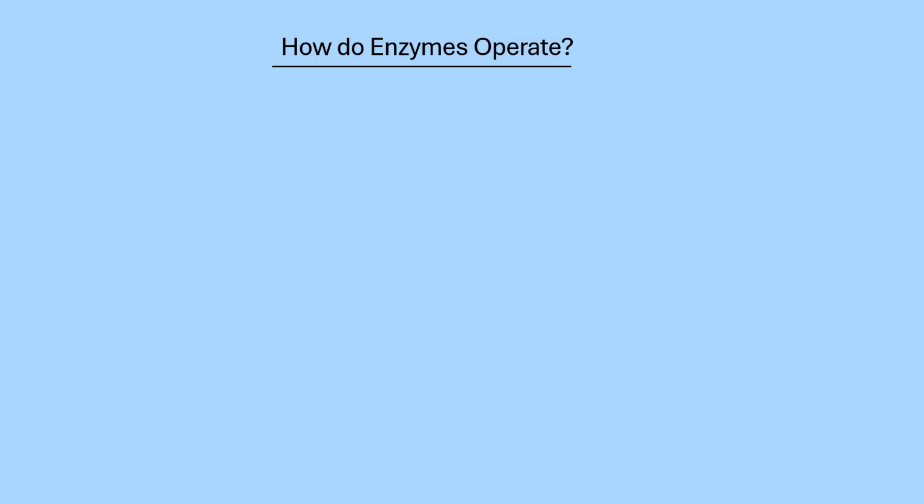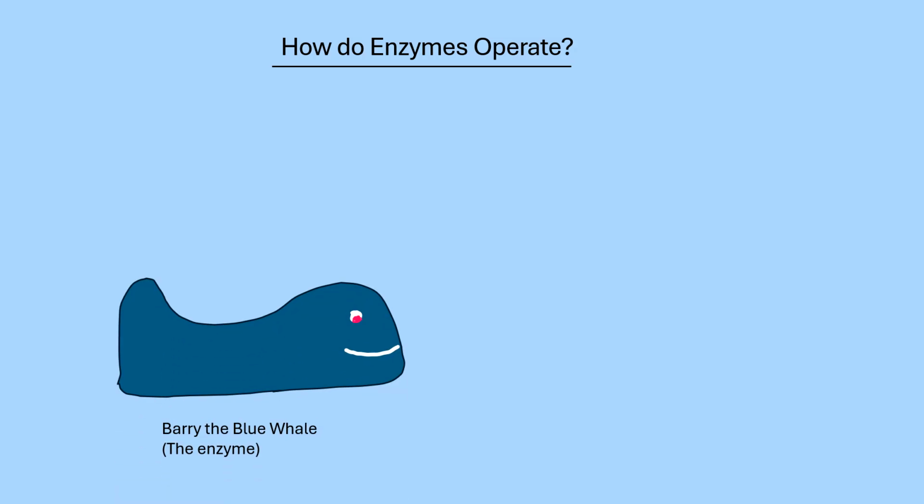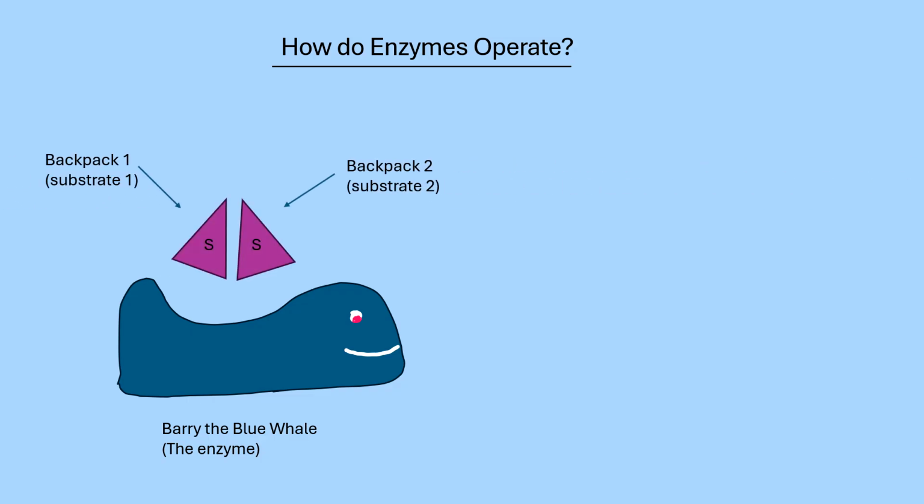How do enzymes operate? So let's take Barry again. Barry's going to come back in our example. And Barry's got his two backpacks, substrate 1 and substrate 2. Now these substrates are going to come close to the enzyme. They're going to form those non-covalent bonds with the enzyme.